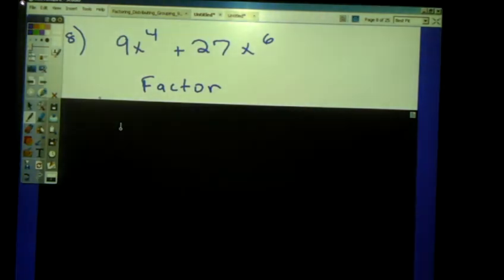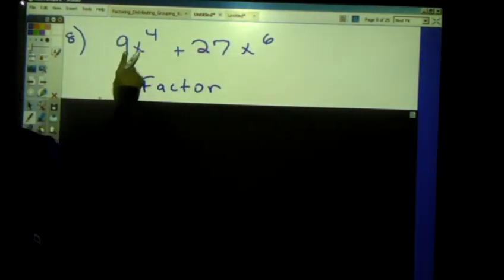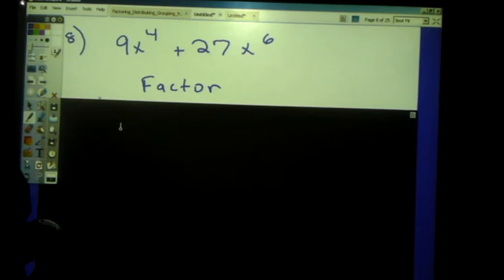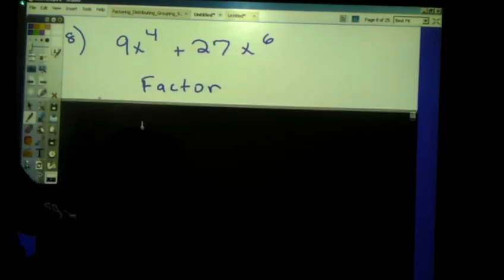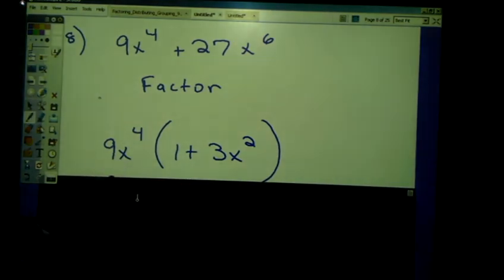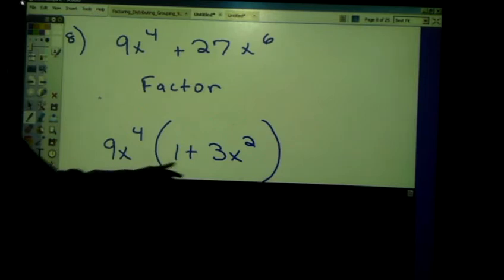So we pull out the GCF. 3 goes in, that's the biggest number that goes into both 9 and 27 is 9. And the smallest x that you see in both of them is x to the 4th. So my greatest common factor is 9x to the 4th. And then I divide. This goes into this one time. This goes into this 3x squared times. And again, if you want to check your problem, multiply the outside times the inside.